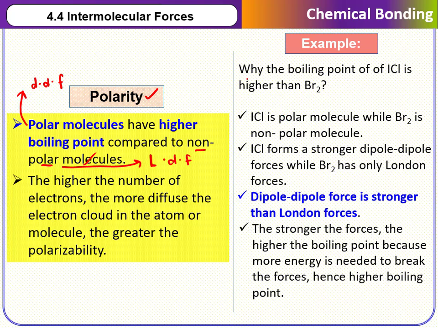Here is an example of why the boiling point of ICl is higher than Br2. ICl is a polar molecule. Why is ICl a polar molecule? Because Cl is more electronegative than iodine. How about Br2? Br2 is a non-polar molecule. The same atom, bromine and bromine, have the same electronegativity. So it is a non-polar molecule.